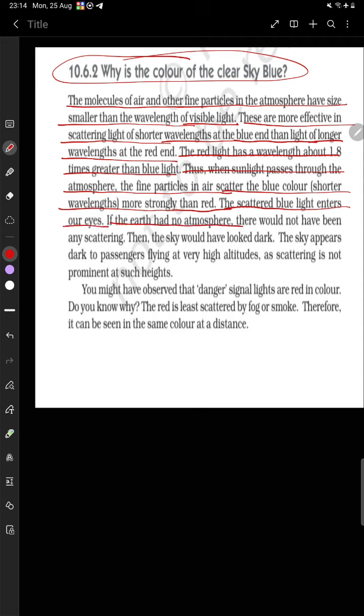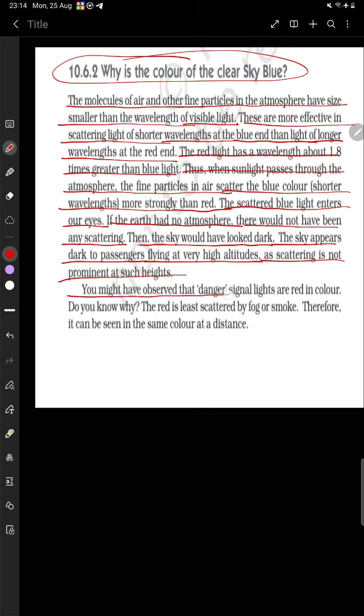If the earth had no atmosphere, there would not be any scattering, and then the sky would look dark. The sky appears dark to passengers flying at very high altitude, as scattering is not prominent at such heights.